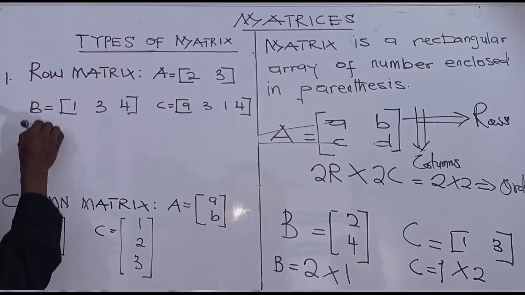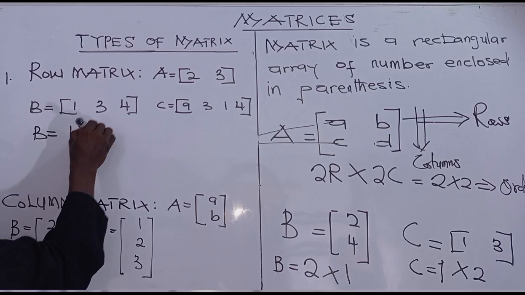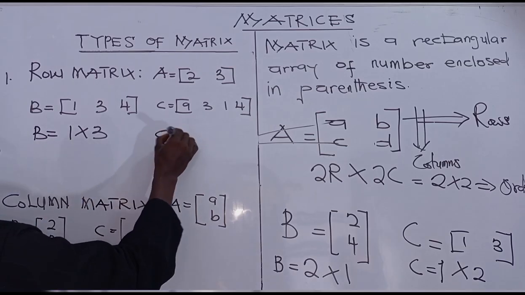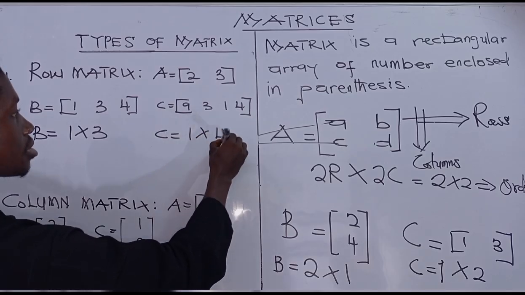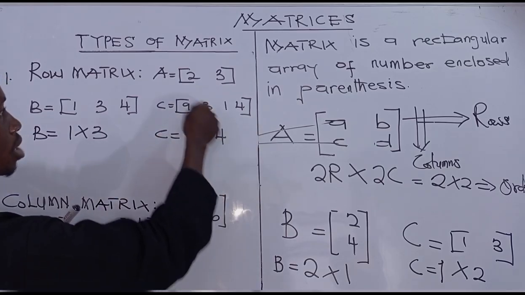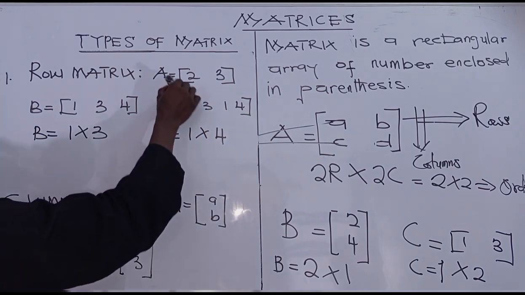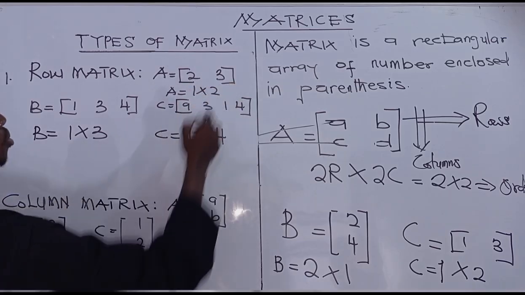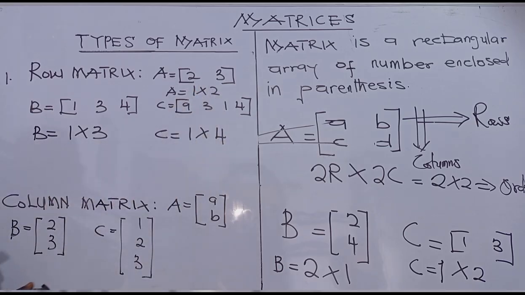So the order of matrix B is going to be a 1 by 3 matrix because it has 1 row and then 3 columns. What about matrix C? We are going to have 1 by what? 4, because we have 1 row and then 4 columns. And then matrix A, we are going to have 1 by 2. So the orders are 1 by 3, 1 by 4, and then 1 by 2.